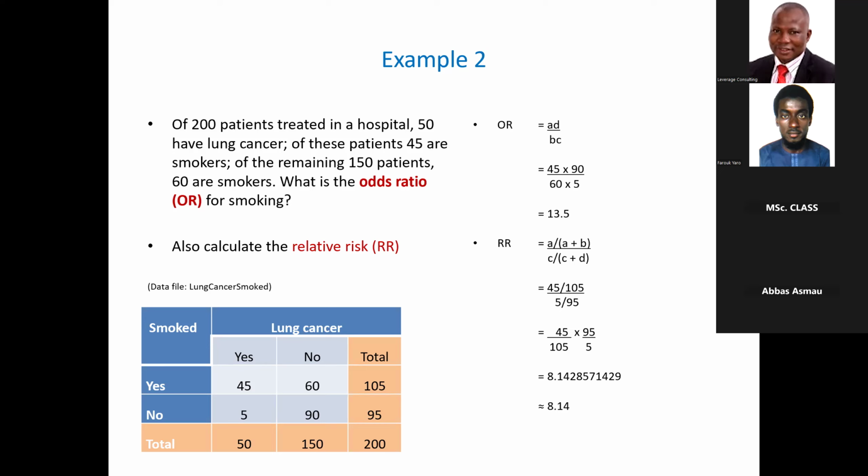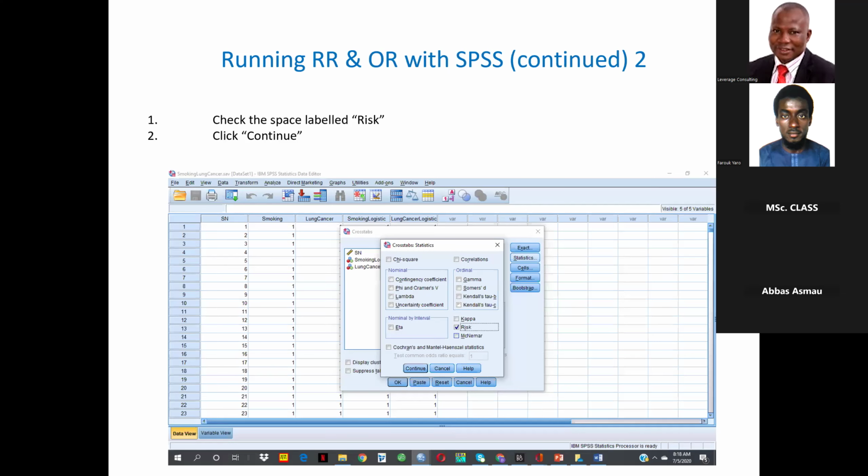Let's compare their odds ratio and relative risk. In this one, where the disease is higher, the odds ratio is 30.5 and the relative risk is 8.14. Then let's look at the other one.